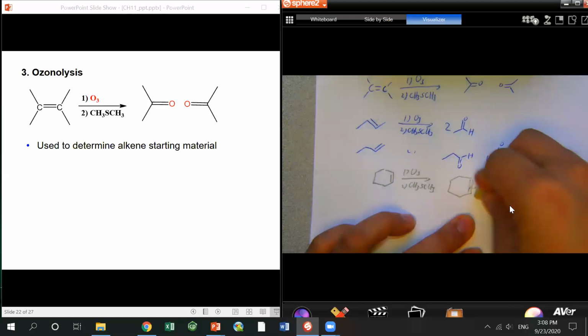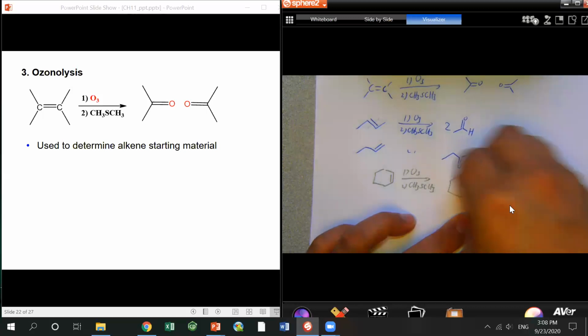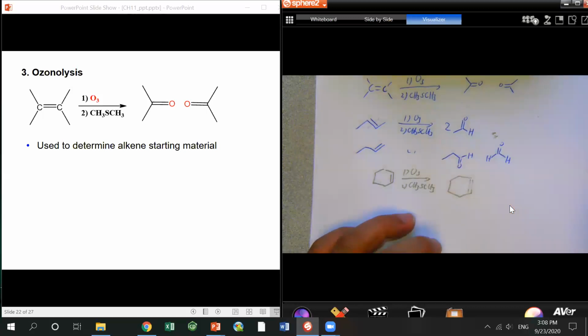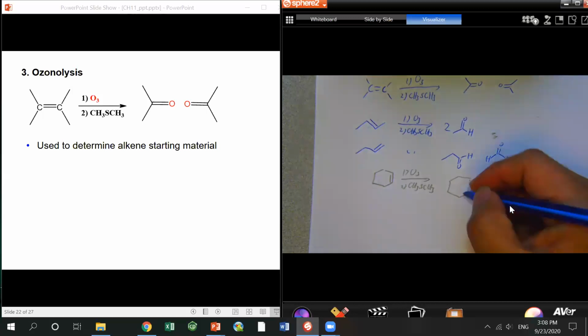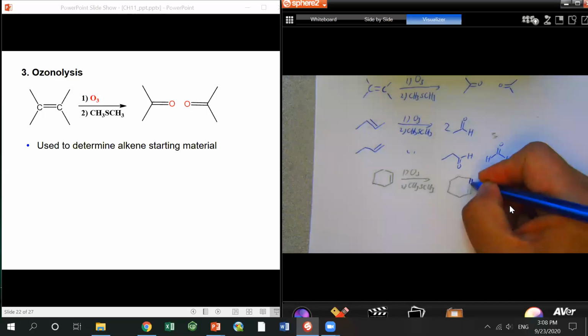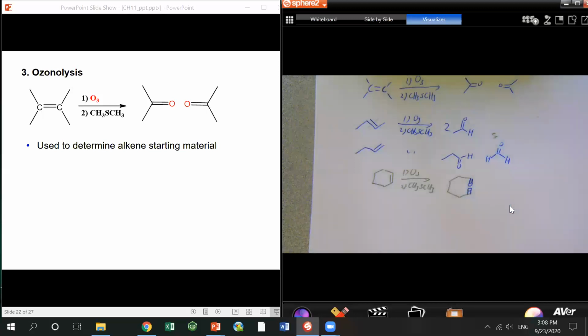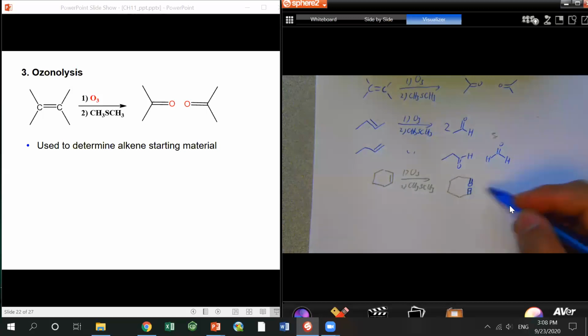So you get the ring opened, and then for each carbon, pick up one oxygen. That's it. You just fill in the carbonyl groups. So that's pretty easy. If you like, you can draw a little bit of a prettier one. That's your six-membered ring. That's actually the same thing.